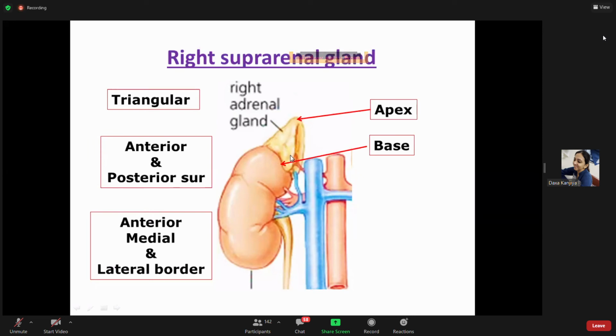See, in the lower part of the anterior border there is the hilum of the suprarenal gland, through which the blood vessels enter into the suprarenal gland. So the hilum lies at the lower part of the anterior border of the right gland.